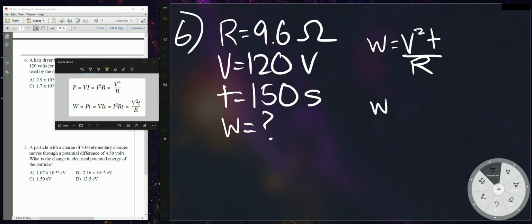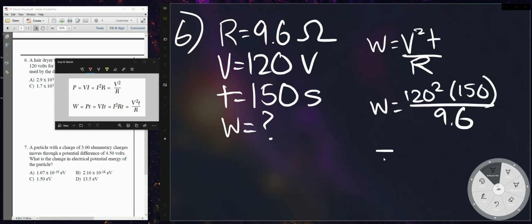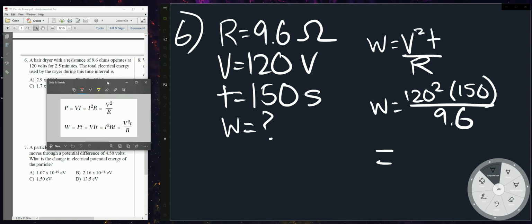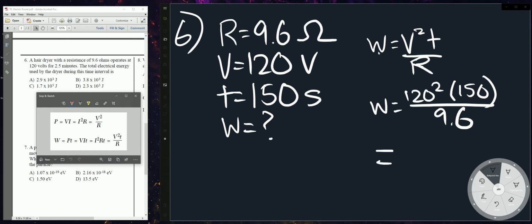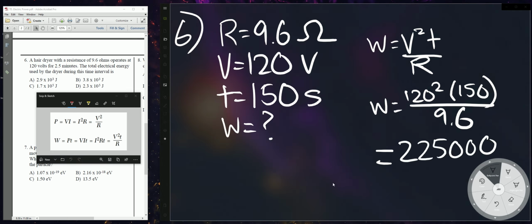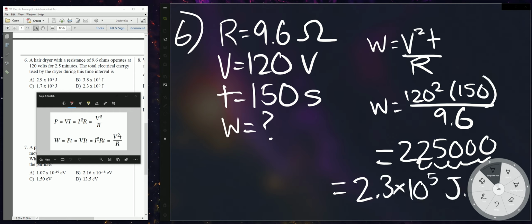So work is 120 squared times 150 over R, which is 9.6. So 120 times 120 times 150, and you divide that by 9.6. This comes out to 225 that, and since there are 5 decimal places, it's 2.3 times 10 to the 5 joules, and so the answer is D.